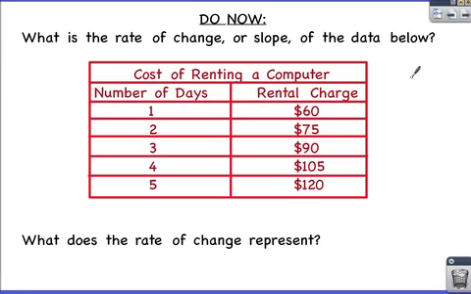Do now: what is the rate of change or slope of the data below, and what does the rate of change represent? Pause the movie and try this problem on your own. Resume when you're ready.